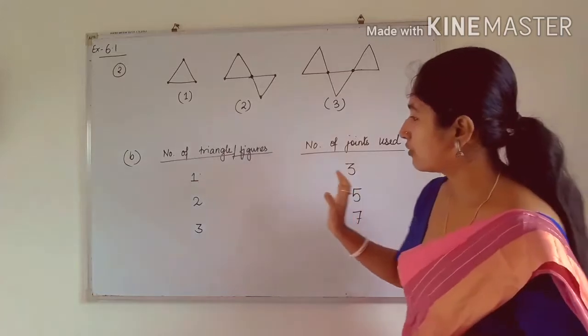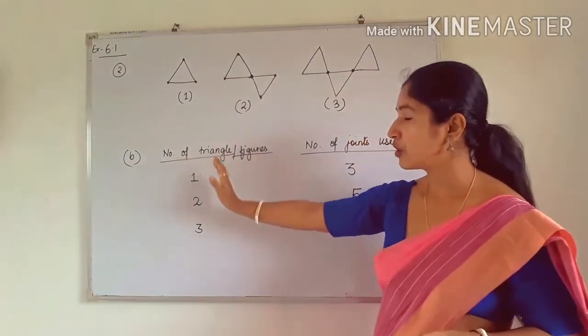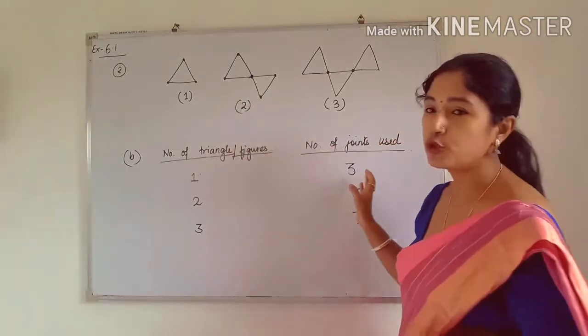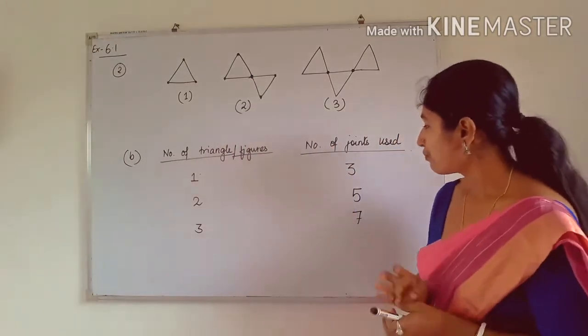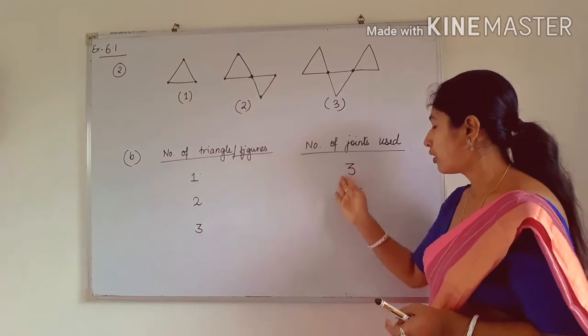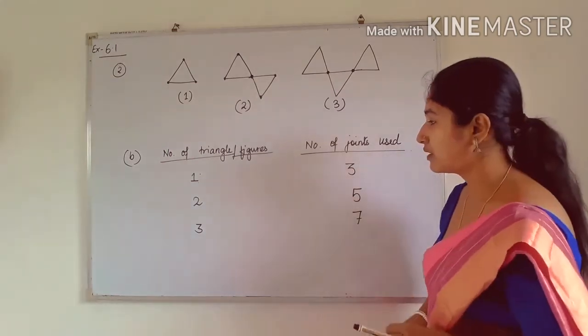Now what is the connection? We have to find a relation between the number of figures and the number of joints. So see here, this is 3, this is 5, this is 7. All are what? All are odd numbers. So how do we represent an odd number?